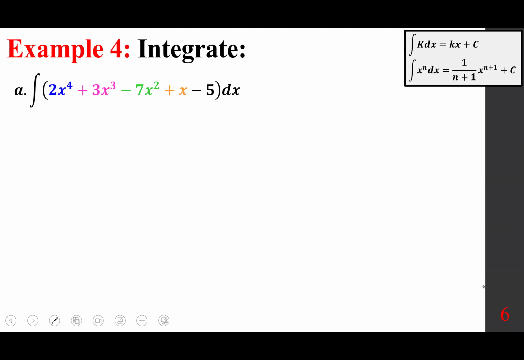We are going to integrate term by term. The first one, each and every one of them use the power rule. So the first one, 2x to the power of 4 is 2 over 5 x to the power of 5. This one we add 1, becomes 4, 3/4 x to the power of 4. This one we add 1, becomes 3, minus 7/3 x cubed. This one, when we don't see an exponent, the exponent is 1. So 1/2 x squared. And this one is minus 5x. There is nothing else. We add a constant.